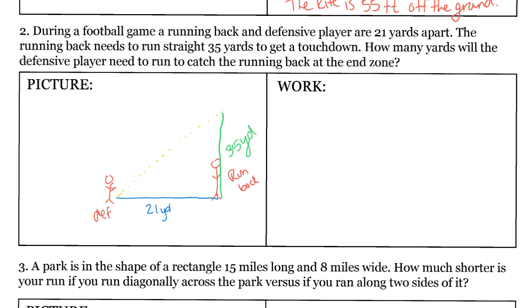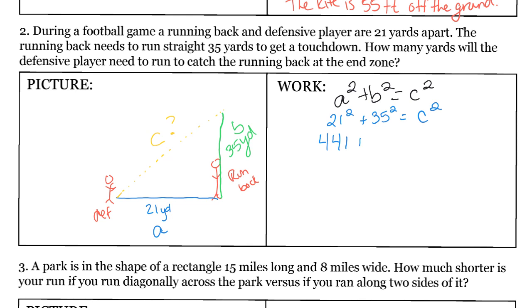So we need to figure out what he needs to run here, to catch the running back at the end zone. All right, so then this is A, B, C is what we're trying to find. So let's plug it into our formula. So we have 21 squared plus 35 squared equals C squared. So now 21 squared is 441. 35 squared is 1225.